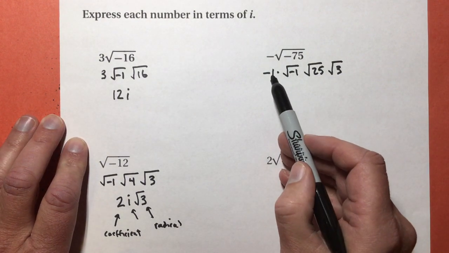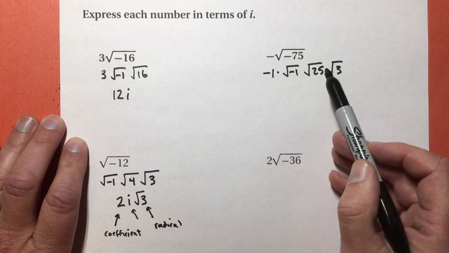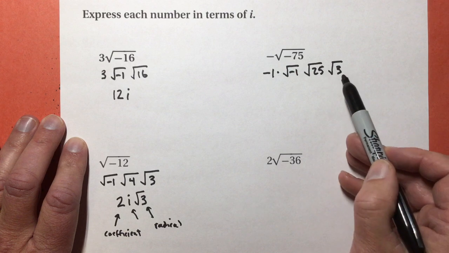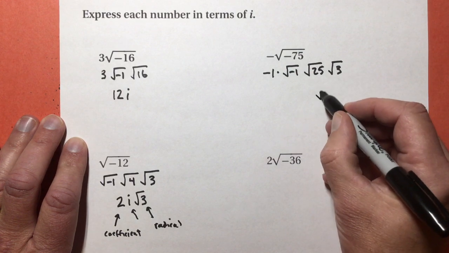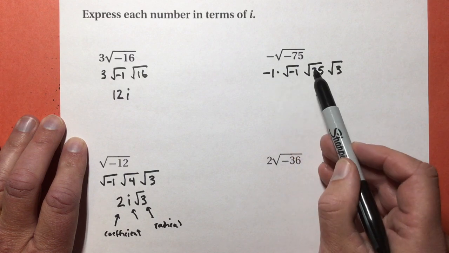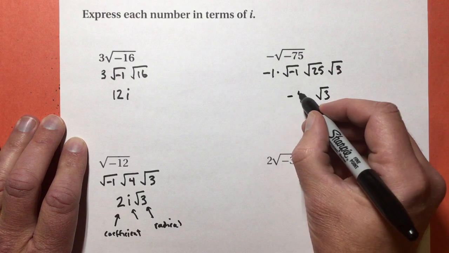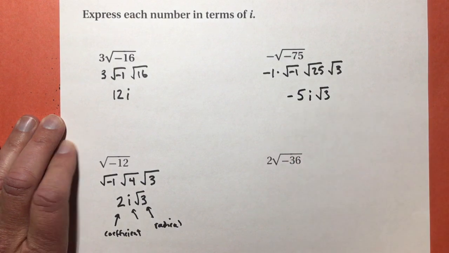Now, this is -1. This is i. This is 5. And that's square root of 3. The square root of 3 is going to go last. -1 times 5 is -5. That's i. So I write -5i times square root of 3.